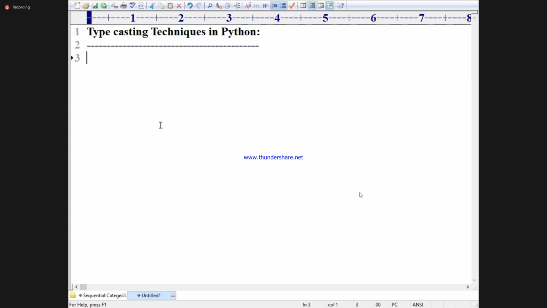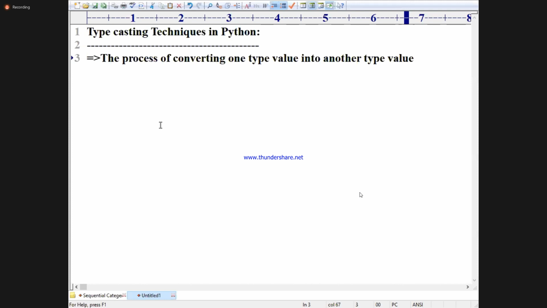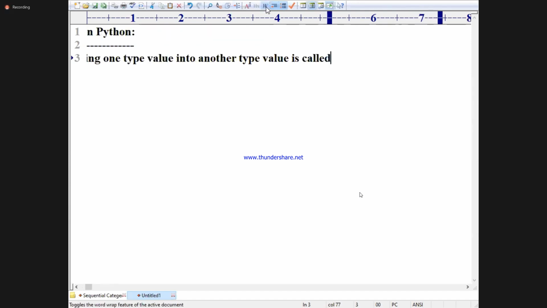First, always write down the definition. The process of converting one type of value into another type of value. Dear students, for conversion also there is some possibility required. Keep in mind: the process of converting one type of value into another type of value is called typecasting.